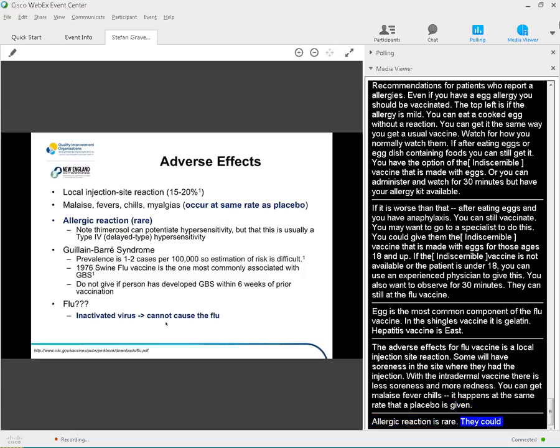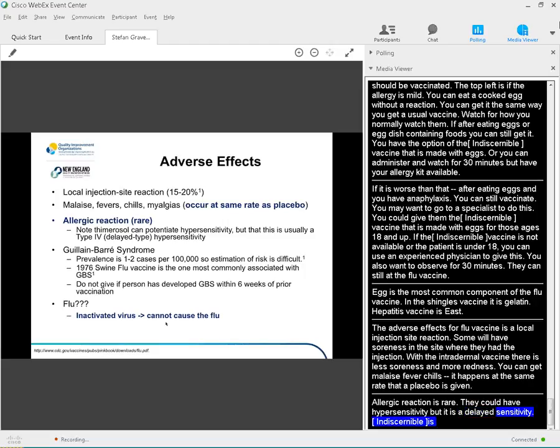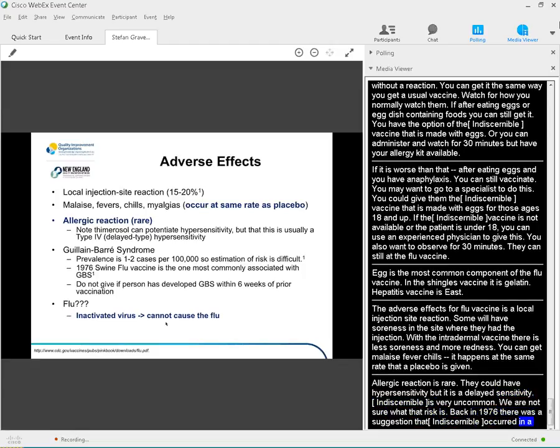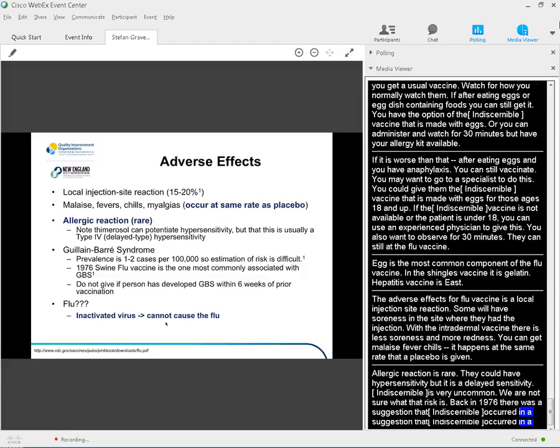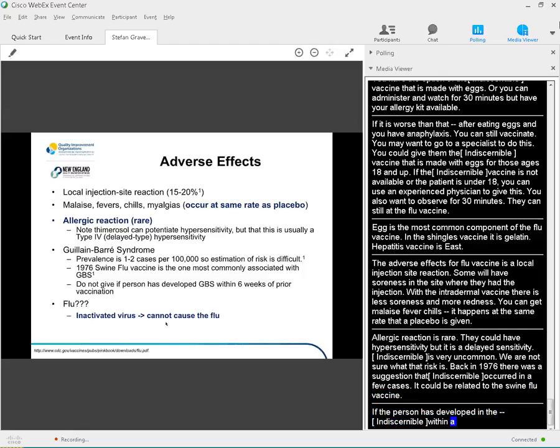Guillain-Barré is really uncommon, 1 or 2 cases per 100,000, so we're not sure what the risk is. Back in '76 with the swine flu, there was a suggestion that the Guillain-Barré that occurred in a few cases might have been related to the swine flu vaccine. If the person developed Guillain-Barré within 6 weeks of a prior vaccination, then you don't want to give them the vaccine. So that probably won't be anybody that you'll see in your practice. Inactivated virus can't cause the flu.